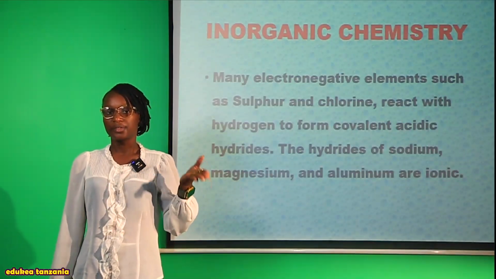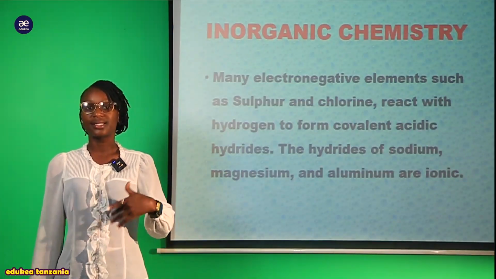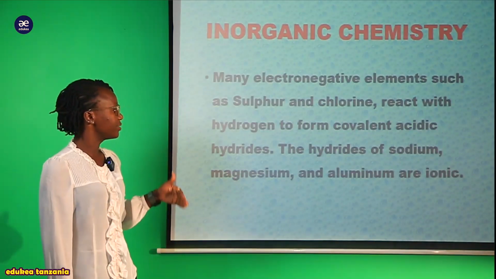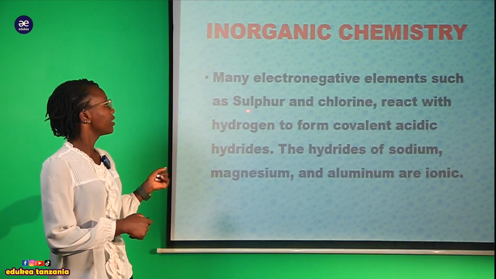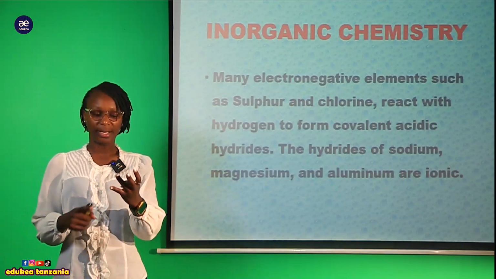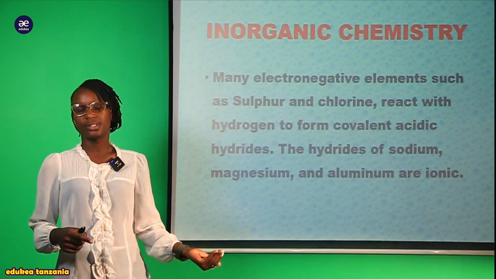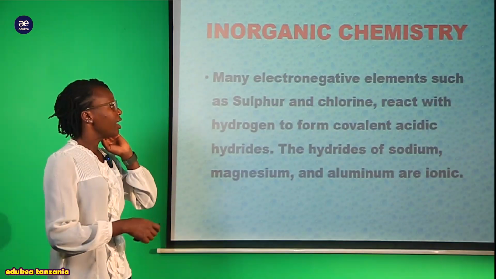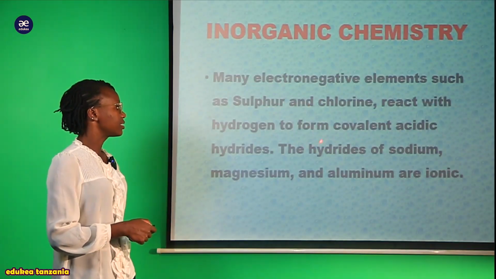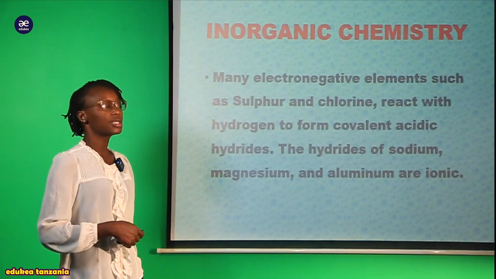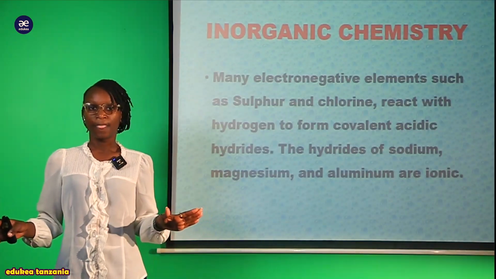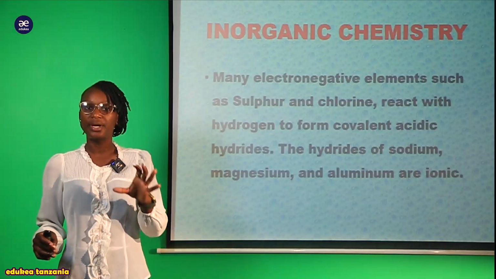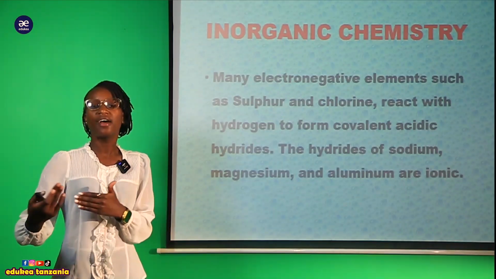So can you see the difference? Sodium and magnesium, what do they form? Basic hydrides. But you will see that sodium and magnesium are metals, while sulfur and chlorine are non-metals. It says that they tend to react with hydrogen gas to form covalent acidic hydrides. It is different. The elements are in the same period, but we can see they behave differently.